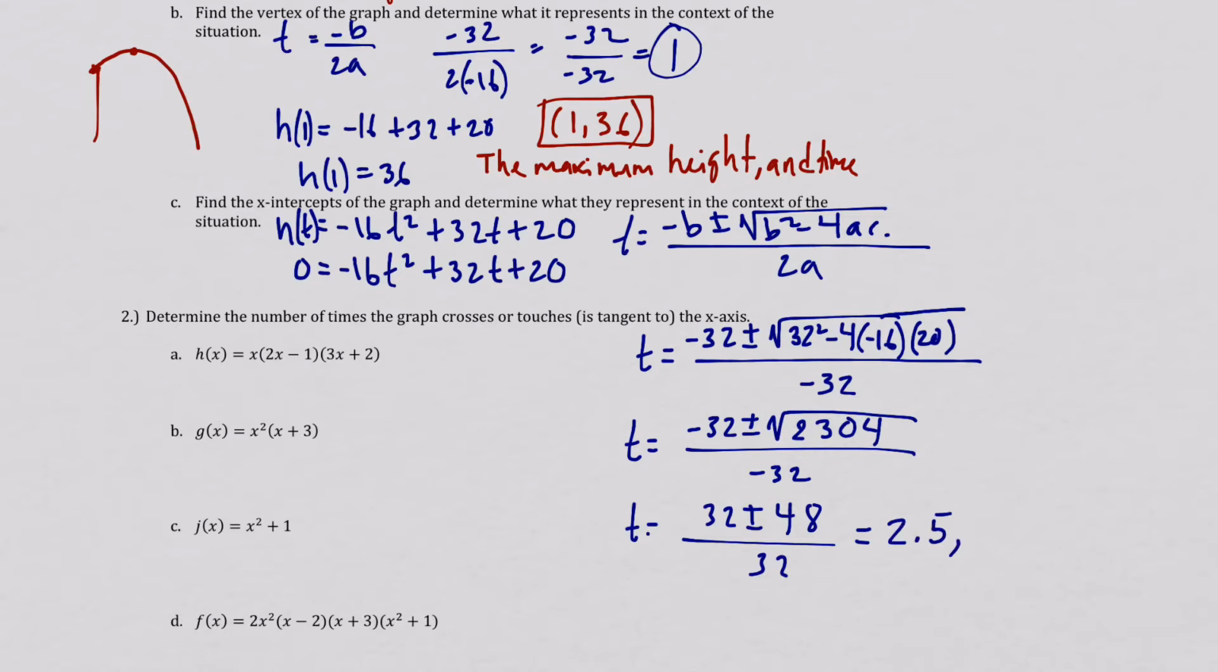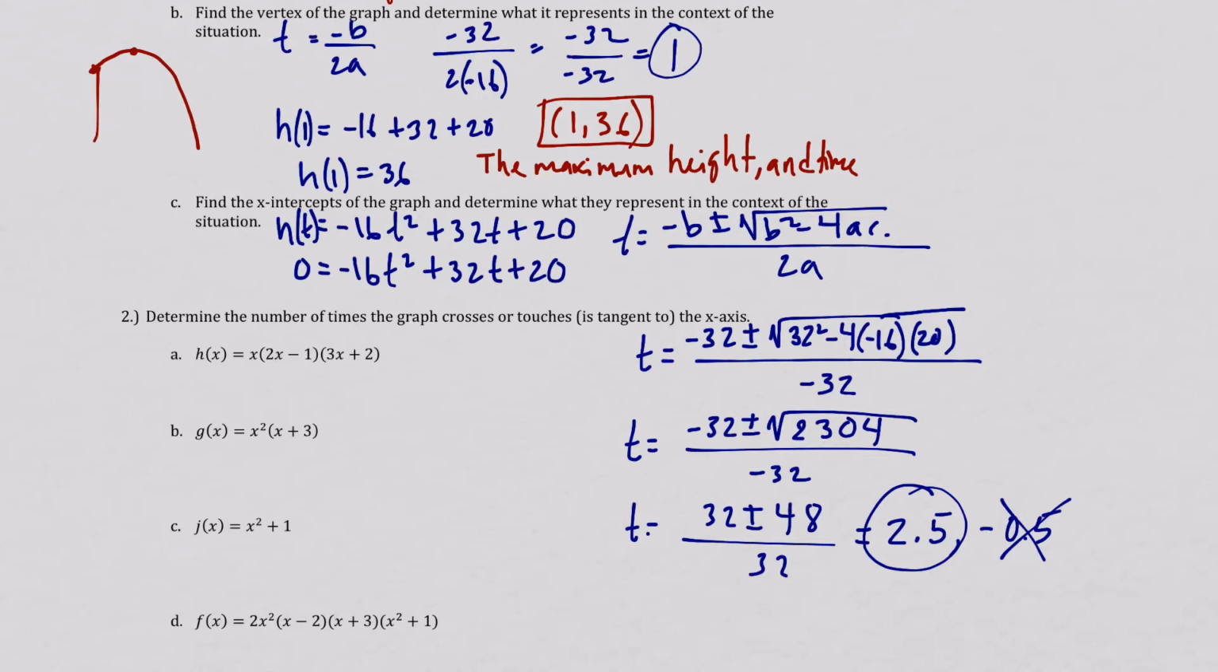When I do 32 minus 48, I get negative 0.5, which makes no sense. I am going to eliminate that answer, right? We're talking about time. Time is not going to be negative. So t equals 2.5 is our final answer.